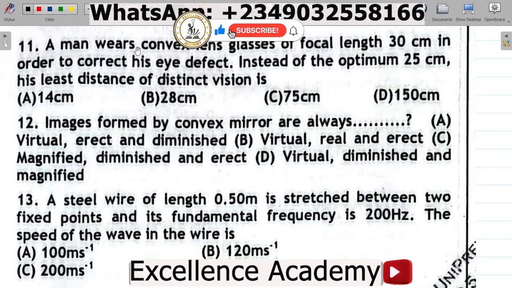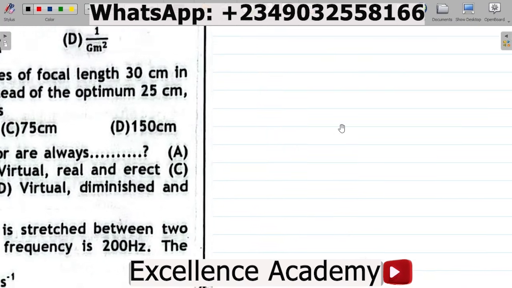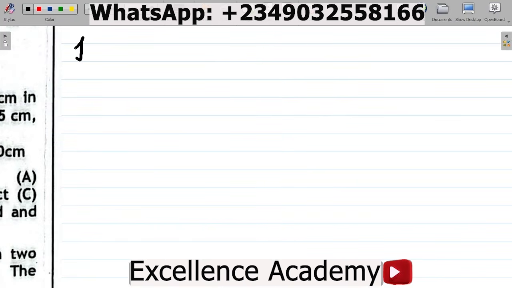Question 11 says, a man wears convex lens glasses of focal length 30 cm in order to correct his eye defect. Instead of the optimum 25 cm, his least distance of distinct vision is A. 14 cm, B. 28 cm, C. 75 cm, D. 150 cm. So how do we solve this question? Let's take down question 11. For 11 there, we are given the focal length, that's small letter f. The focal length is given as 30 cm.